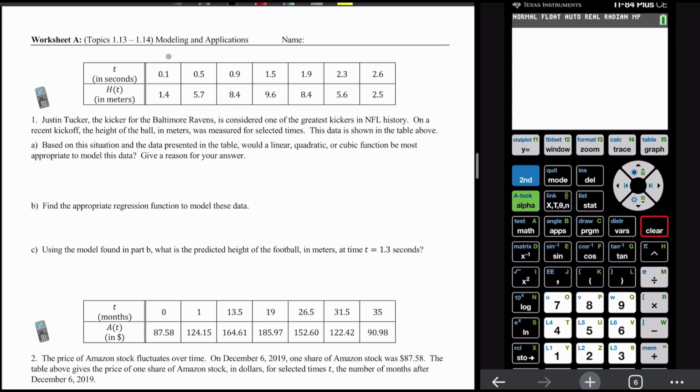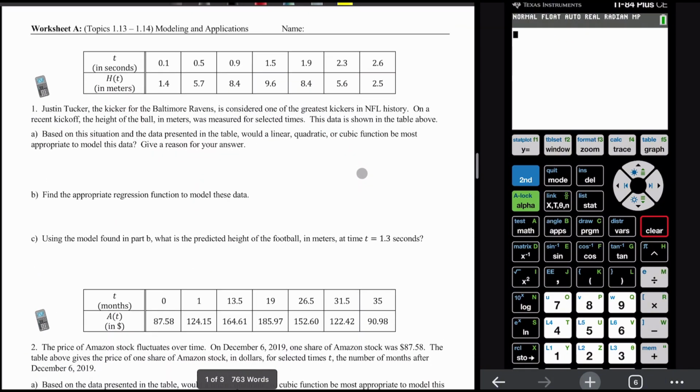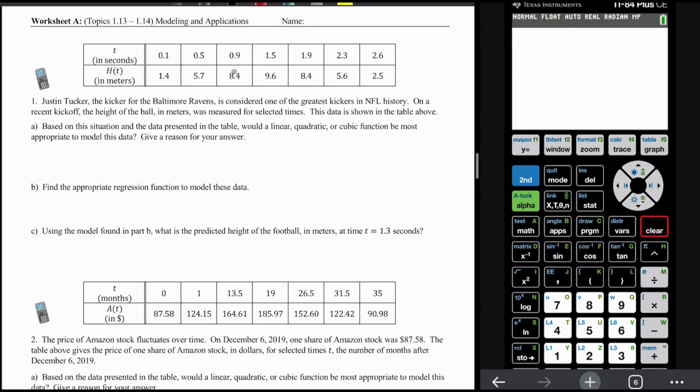So let's go. This is on modeling and applications. So this topic is mainly just knowing how to use the calculator, and there are some things that you need to know, and we'll get to that. Alright, so the first problem.